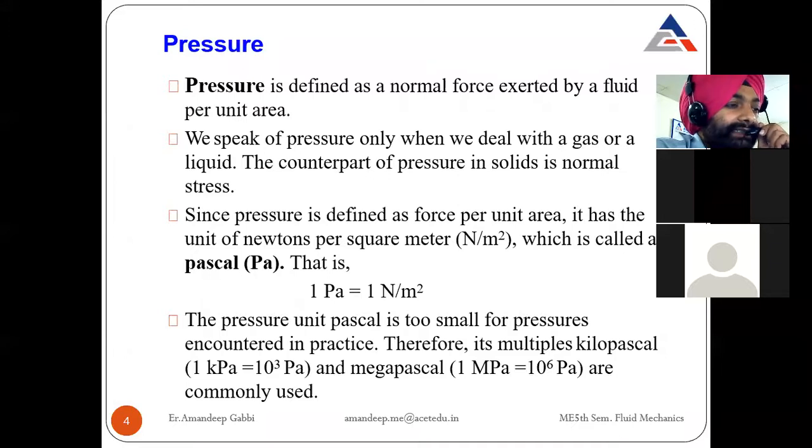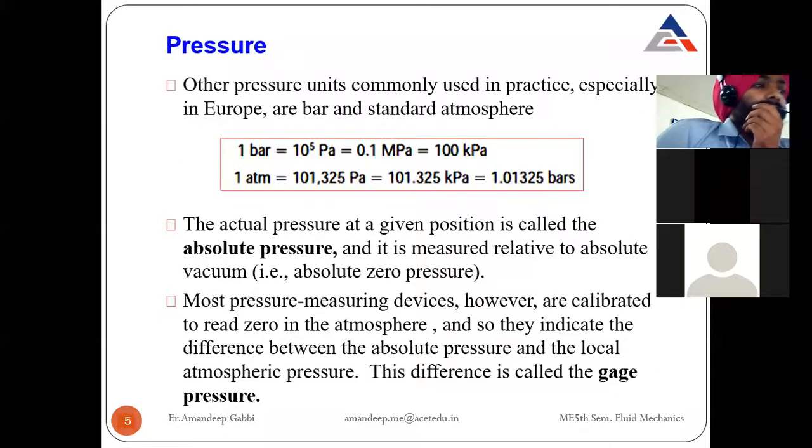The pressure unit Pascal is too small for pressures encountered in practice. Therefore, its multiples are used: 1 kilopascal is equal to 10^3 pascals. That again you can use in numericals. Similarly, megapascal, 1 megapascal equal to 10^6 pascals, is commonly used. So this slide is going to be very helpful when you have to convert units of pressure from one to another: Pascal to Newton per meter square, kilopascal to Pascal, and megapascal to Pascal.